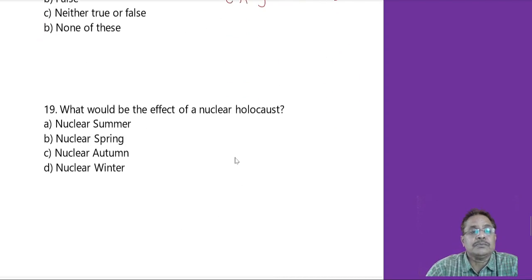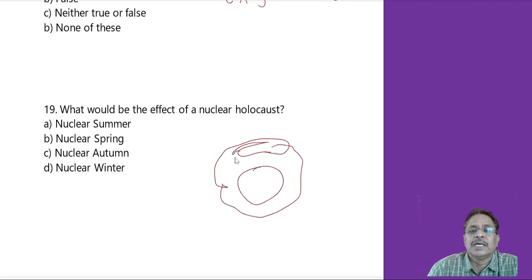Then 19. What would be the effect of nuclear holocaust? Now this is the holocaust. It is a concept where a large number of nuclear devices are exploded. In that case, what will happen? It is an imaginary situation. On the earth, nuclear dust will be generated from all sides, and this dust will not allow the sun rays to enter the surface of the earth. And whenever this type of situation occurs, there will be an immense cold, because no sunlight will be allowed to enter the earth's surface, and this particular phenomenon is called holocaust.